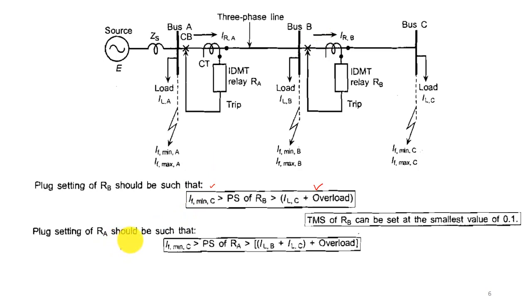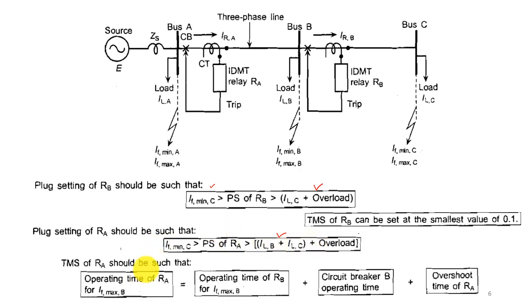Then the clock setting of RA should be set. So it will also be set as IF min C greater than the clock setting of RA, which is greater than the load current at bus B plus the load current at bus C, plus overload. Accordingly, in the previous example also we set it at ILB plus ILC plus overload. Overload we took as 0.25 times the normal load current, that is around 25% overload.